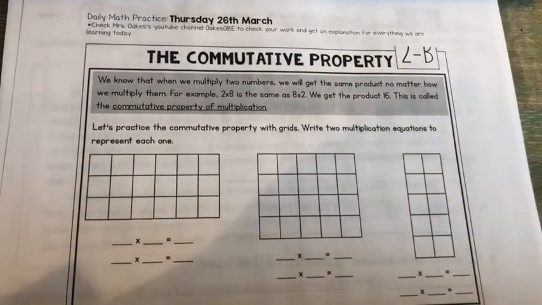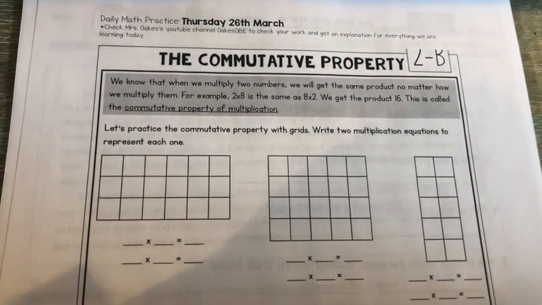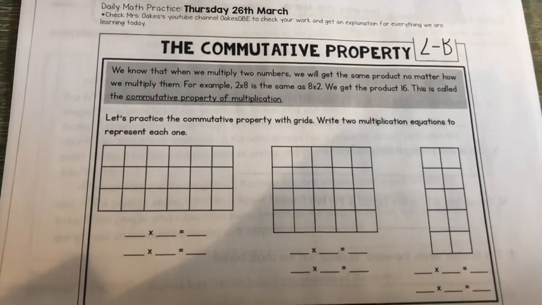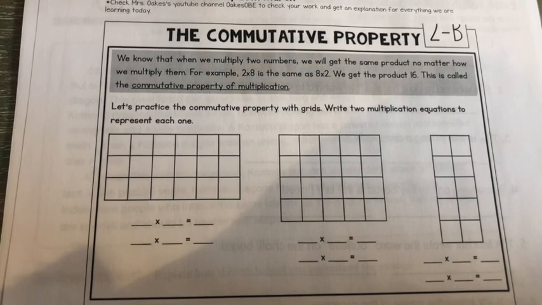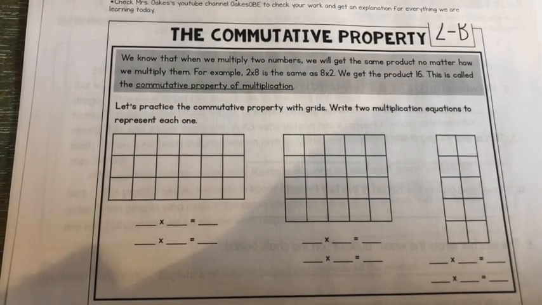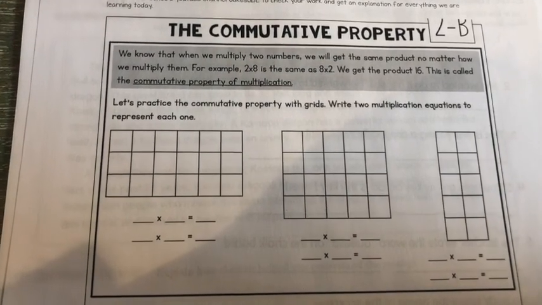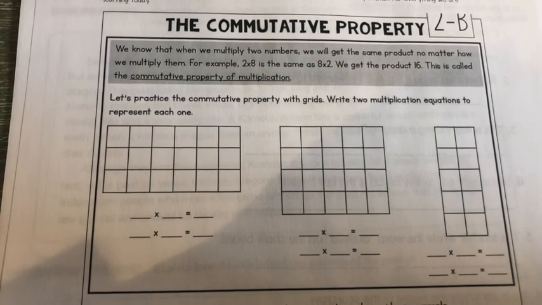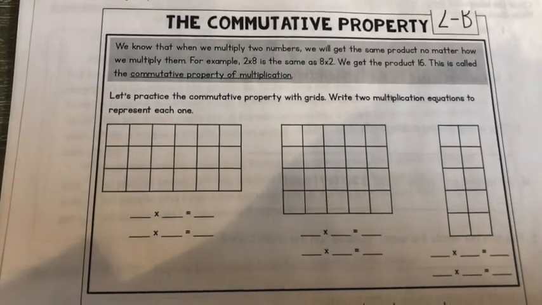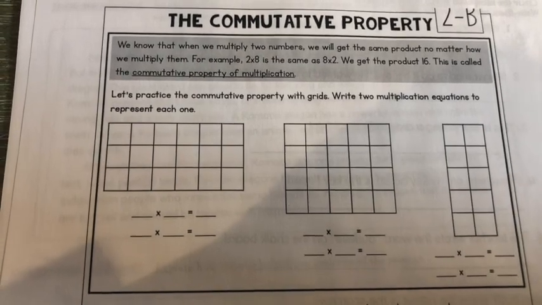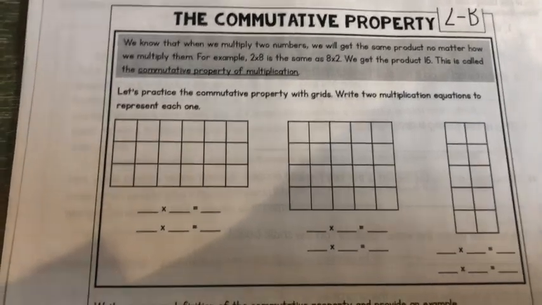All right, so we're going to practice this rule, the commutative property. So we know that when we multiply 2 numbers, we'll get the same product no matter how we multiply them. For an example, 2 times 8 is the same as 8 times 2. We get the product of 16. This is called the commutative property of multiplication. Let's practice this with grids. Write 2 multiplication equations to represent each one.